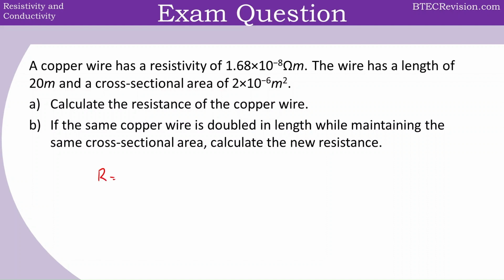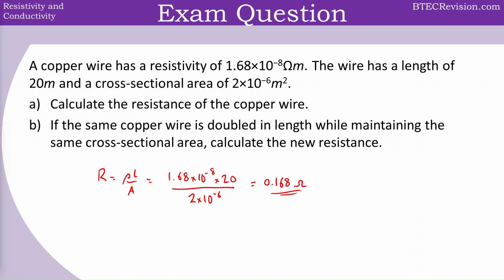Now, this is similar to our example, R equals rho L over A. And we can just plug in the values, 1.68 times 10 to the power of minus 8 times the length of 20 divided by a cross-section area, that's 2 times 10 to the power of minus 6. And plugging the values in gives us a value of 0.168 ohms.